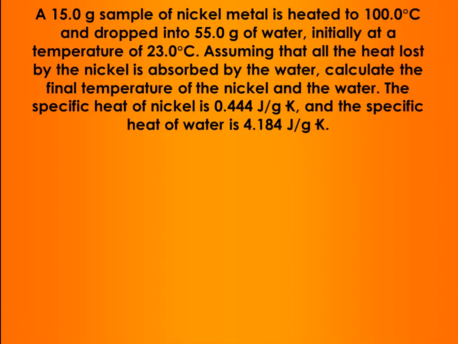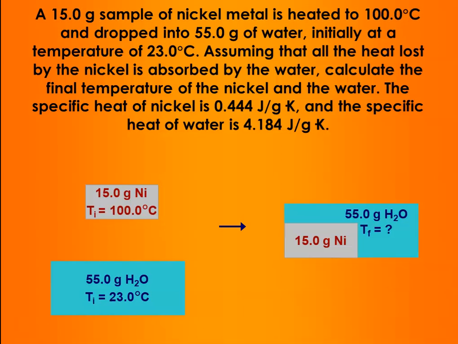Remember, when heat is being lost to something, it's going to get to a point where they're both at the same temperature. So final temperature for both the nickel and the water will be the same. We do have the two specific heats, 0.444 for nickel and 4.184 for water. So as a visual, there's your 15 grams of nickel with the initial temperature of 100 degrees. There's your 55 grams of water with your initial temperature of 23 degrees. And we're going to mix the two together, and we want to find out what that final temperature will be.